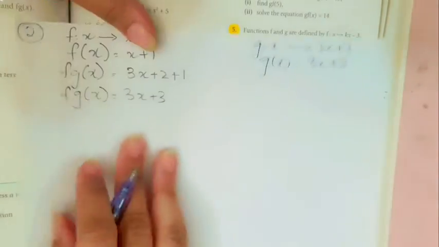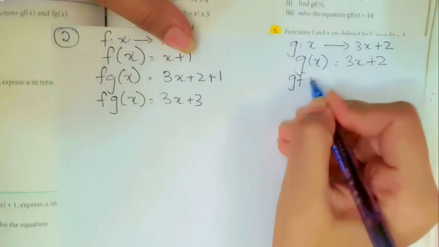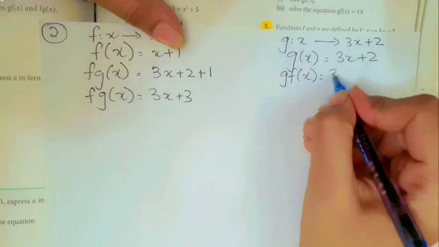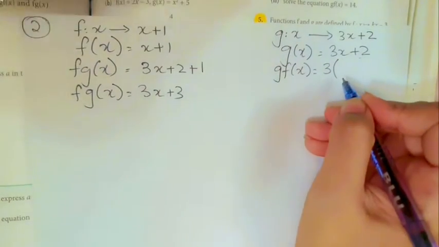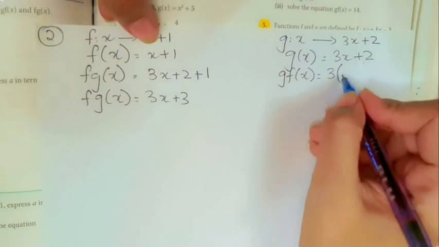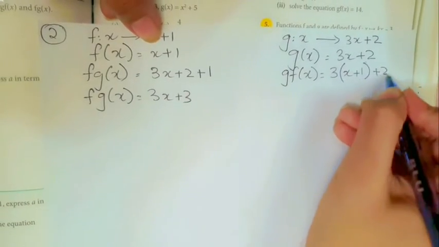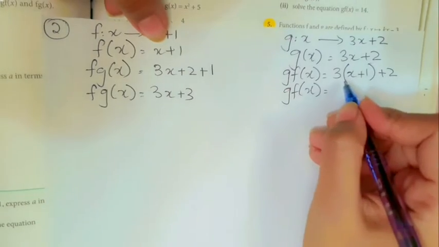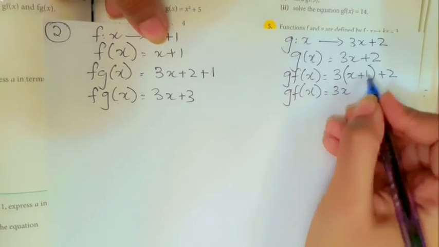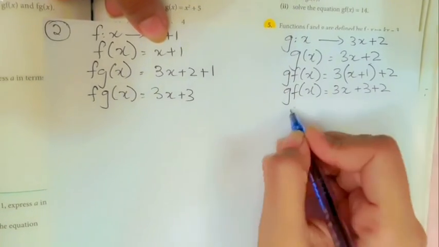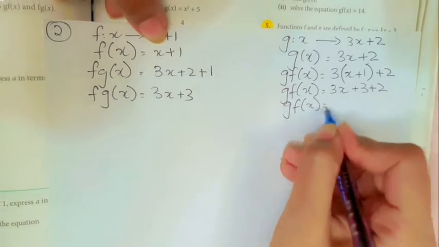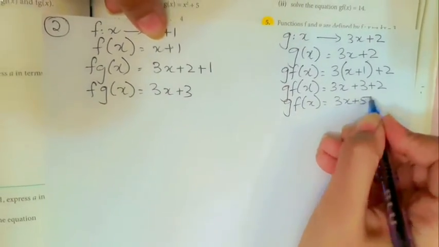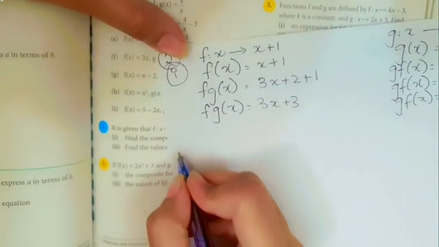We have solved this. And g of f(x), write the function g, in place of x write the value of f(x) which is x + 1, plus 2 is already in the question. So g of f(x) is equal to 3 times x is 3x, plus 3, plus 2. So g of f(x) is equal to 3x + 5. So we have done part 1. This was part 1. Now move to part 2.